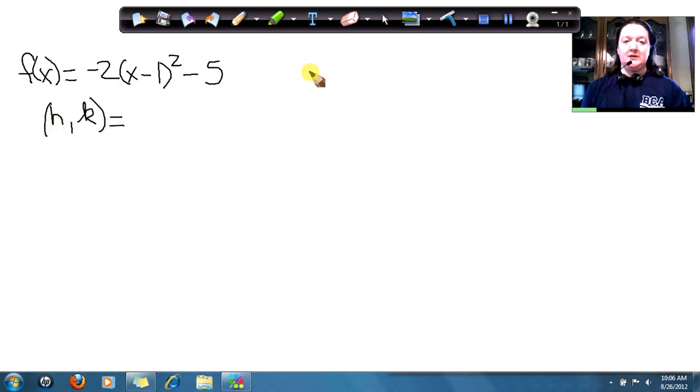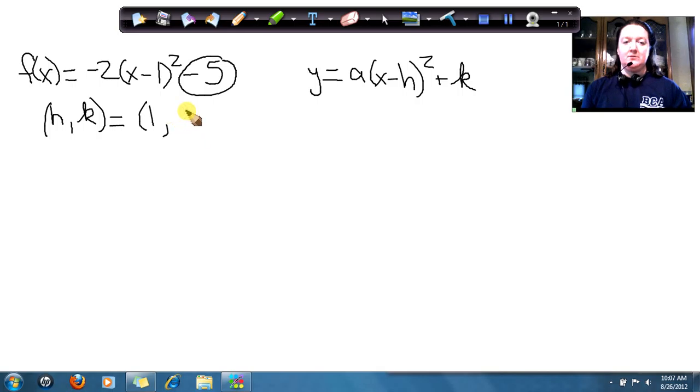And we know that our general form of this equation is y equals a(x minus h) squared plus k. So if we look at here, our h value is 1, and our k value is negative 5. So we know that that is our vertex, so let's create a table. X and h. We know that our vertex is (1, negative 5).